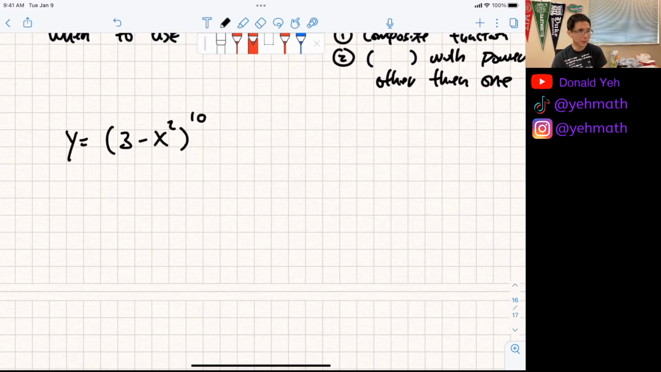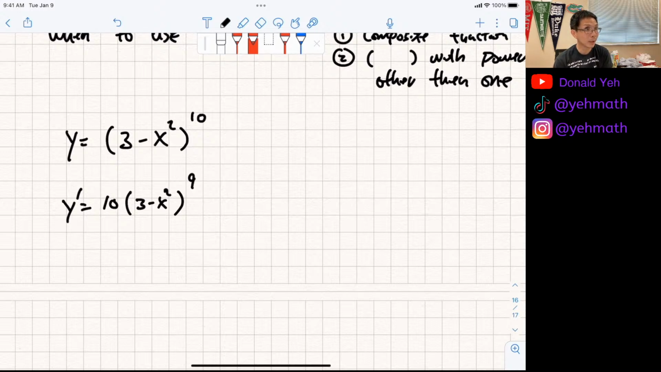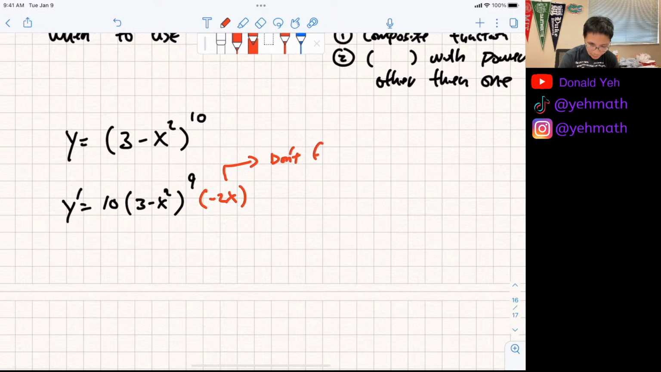So let's take a derivative of this. Just imagine that this is big X, so it's X to the 10th power. You take the derivative of the outermost, so it's going to be 10 times 3 minus x squared to the 9th. Are we okay? And times the derivative of the inside, which people usually forget. This part is: don't forget. Because on the test, people are going to forget the derivative of the inside.